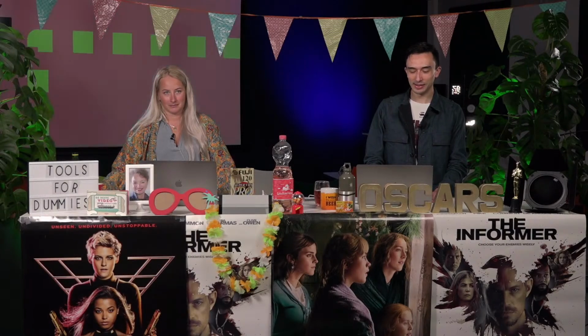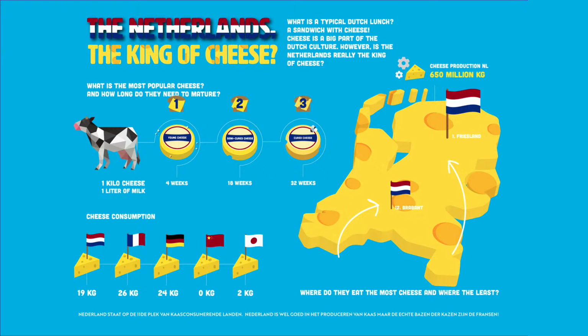We looked it up. We took a look at the numbers and then visualized that into this infographic. So maybe we can take another look at the infographic. Clearly our eye catcher is the big map of the Netherlands in cheese. Yeah, with a cheese structure. So that's also funny to do.